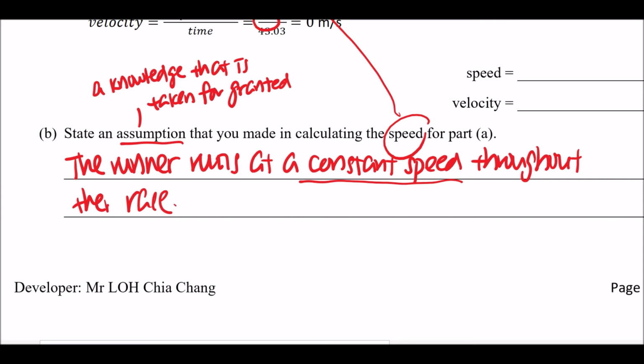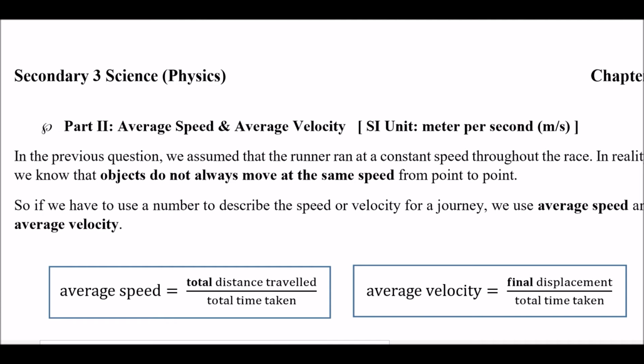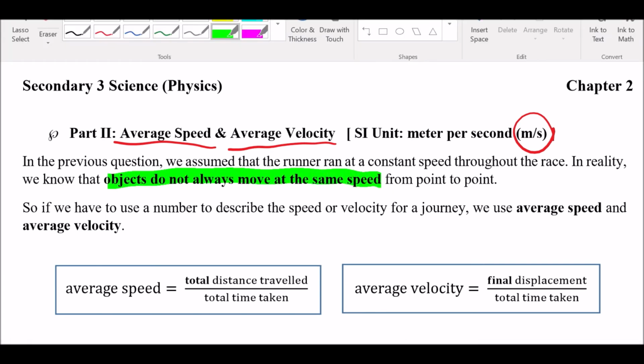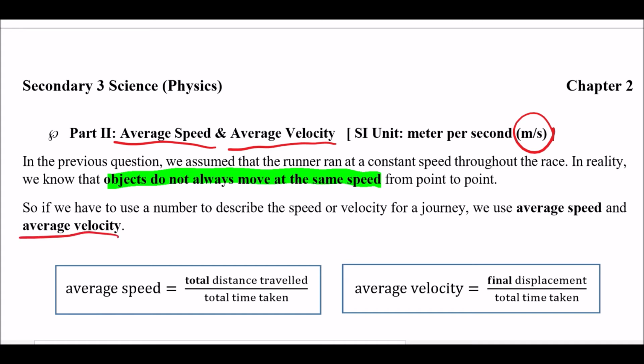So the next question is, if the object is not traveling at constant speed, can I still calculate the speed of the object? The answer is yes. This is the next part. We use average speed, or average velocity, to indicate the so-called speed of the whole journey for this object. Average speed is also a speed, so it also carries the units of meters per second. In reality, we know that objects don't always travel at the same speed from point to point. So no choice, we have to calculate this thing called average velocity.